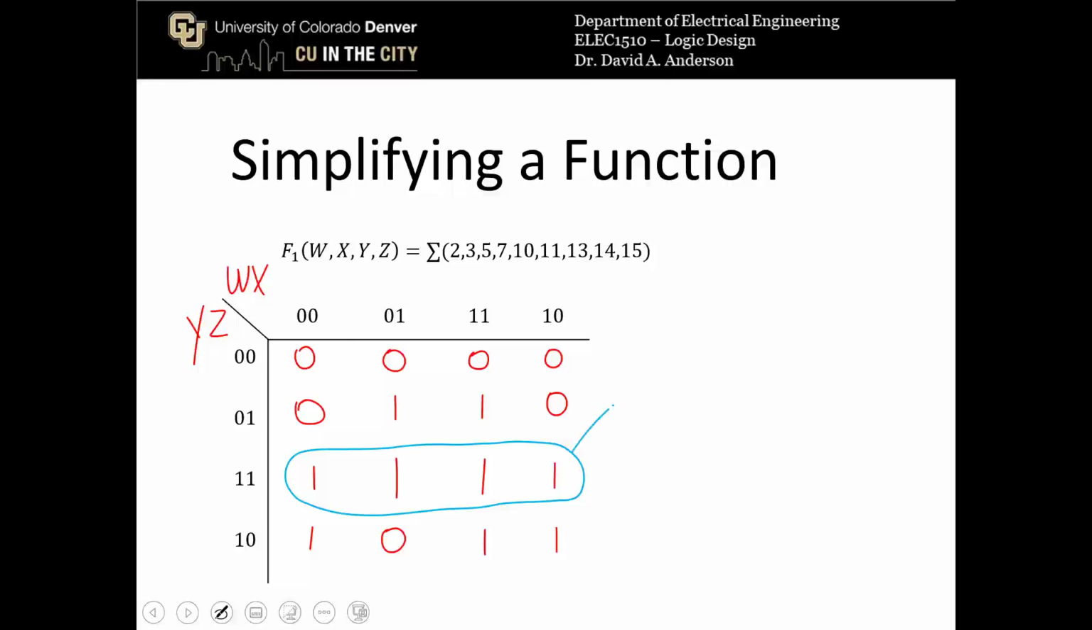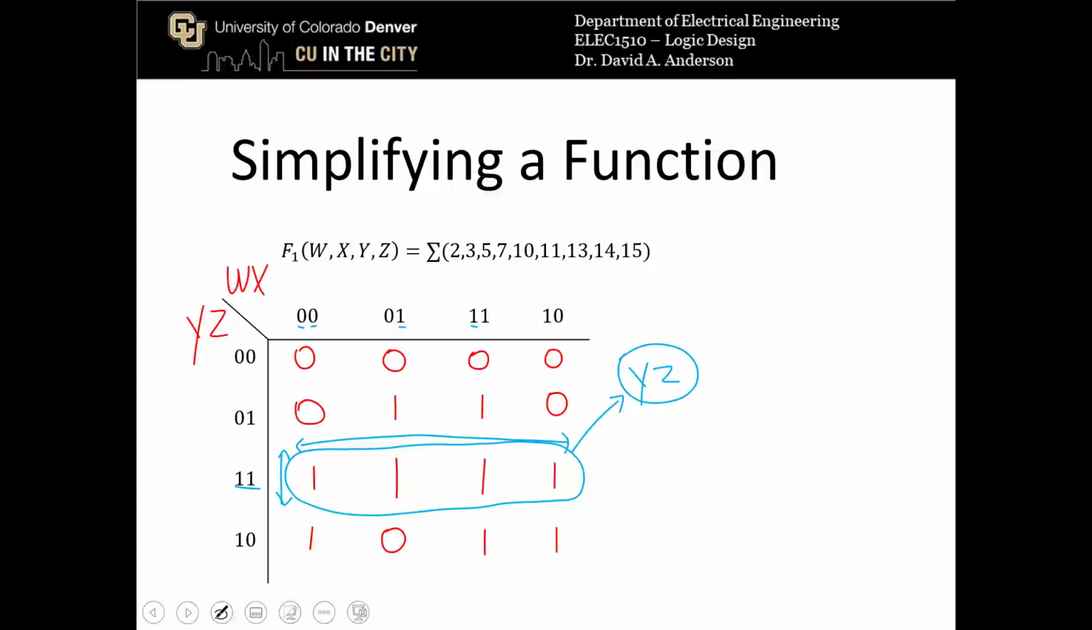So this is one of our main terms in the simplified function, which is going to be yz, because along the length of the bubble from left to right, both w and x will be both 0 and 1. So we have w being a 0 here and being a 1 here. We have x being a 0 here and a 1 here. So w and x are not represented in that term, but along the length of the bubble up and down, y and z are only 1 and 1, so that term is just yz.